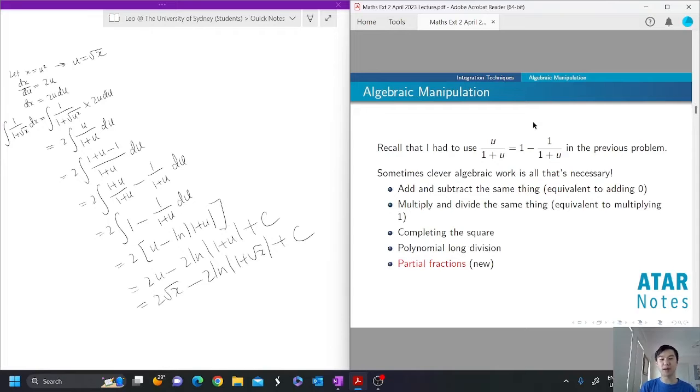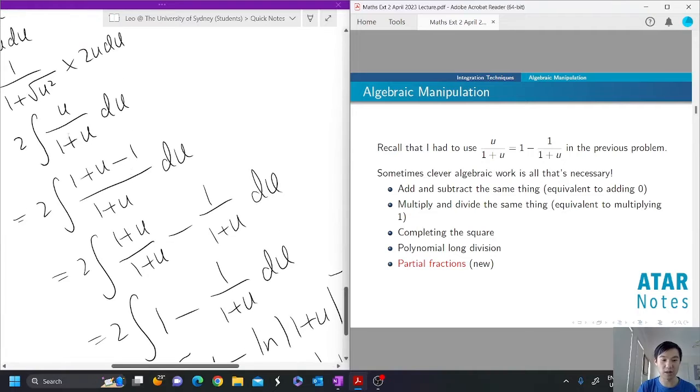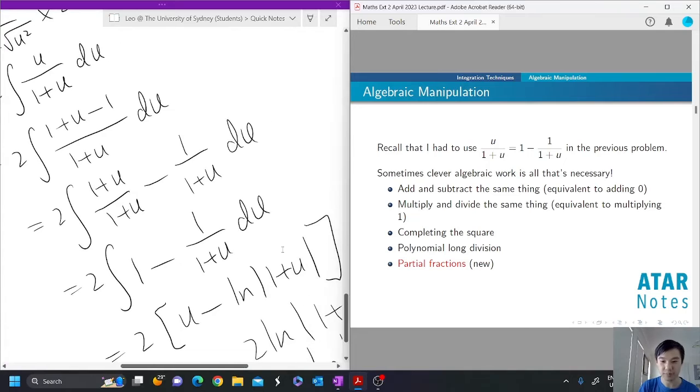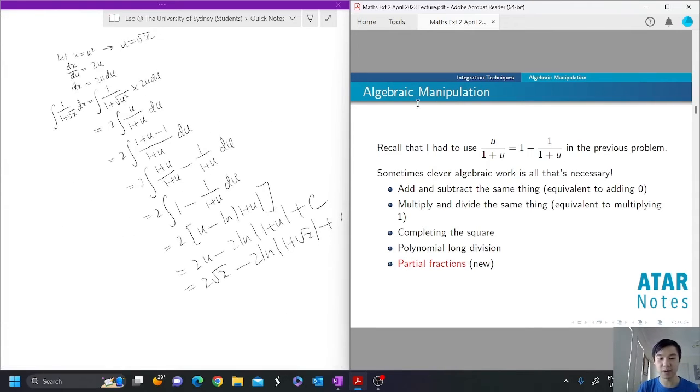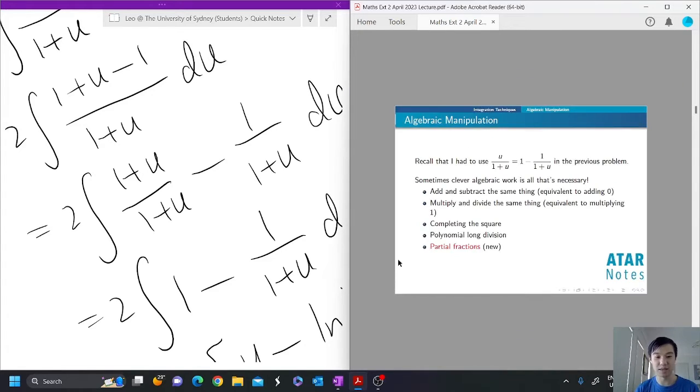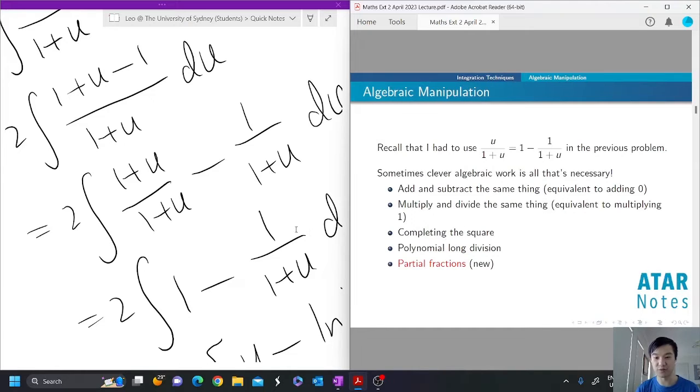Now, can you remember what I did earlier, where I did this trick of turning u over 1 plus u into 1 minus 1 over 1 plus u? This goes into our next technique, which is clever algebraic tricks, like what I did here about adding a 1 and then subtracting a 1. Here's a summary of what algebraic tricks you might be required to use in order to manipulate the integral into a form which is easier for you to solve.